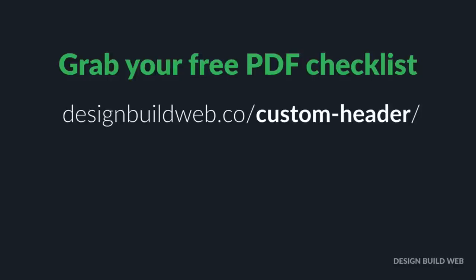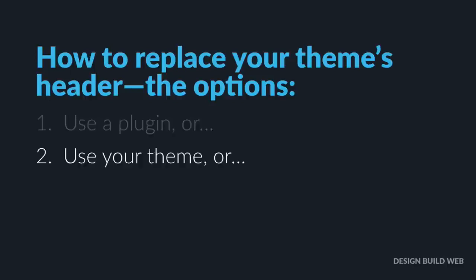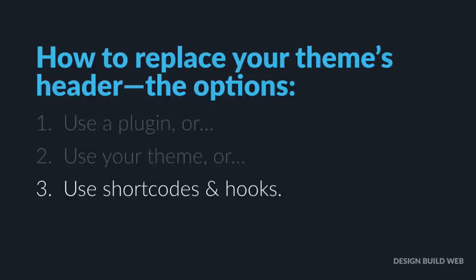Okay, well, you've designed a beautiful header. You're happy with any compromises you might have had to make versus using your theme's header features. So now we just need to replace your theme's header with your new custom Elementor header template. You've got three main options for handling this: using a plugin, using your theme, or using shortcodes and hooks. Well, let's take a look at the plugin method first.